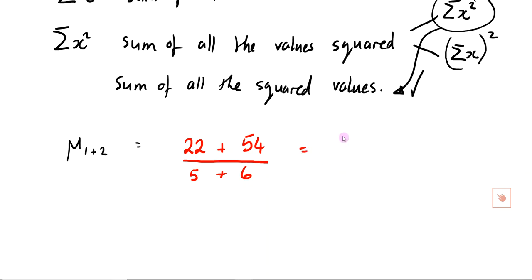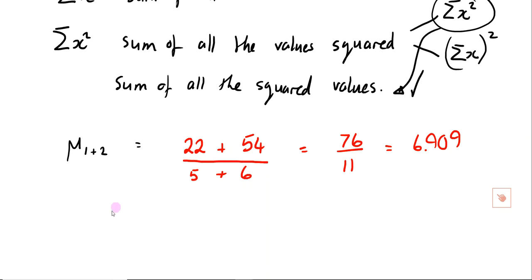That gives me 76 divided by 11, which equals 6.909, is it? Okay, so that's it. Now, is that the same number as adding the two means together and dividing by 2? No. So that's one thing to realise. You can't just combine two population means, add them and split them into 2. All right? Doesn't work that way. Unless they're the same size population.